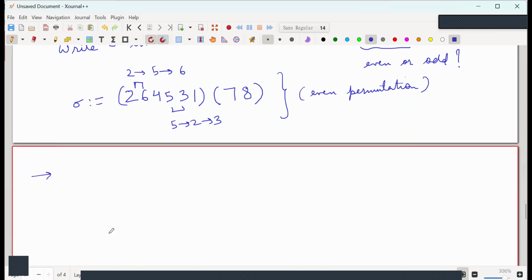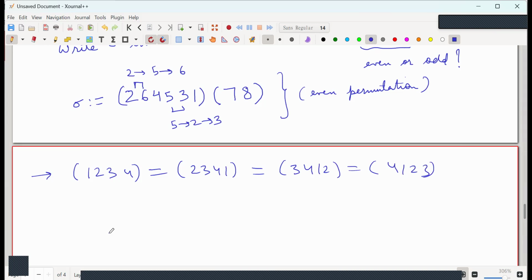One more thing I want to mention: you can permute these symbols without having any impact on the permutation itself. So this is the same as the 2, 3, 4, 1 cycle permutation, and then this is the same as 3, 4, 1, 2, which is the same as 4, 1, 2, 3, because it won't affect the final outcome. Okay.